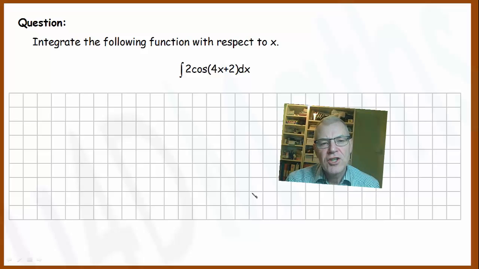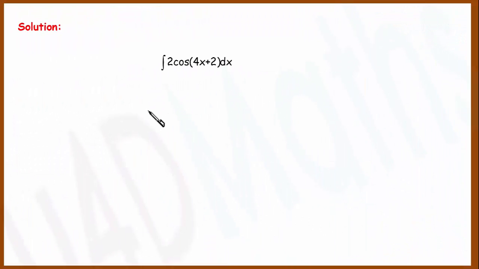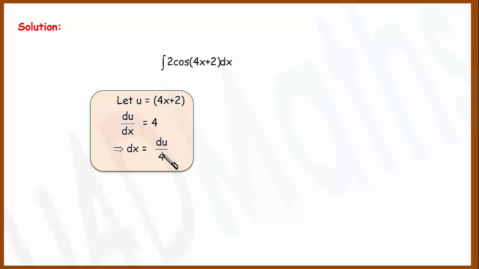So now let's have a look at integrating a trigonometric function using substitution. Here we can let u equal 4x plus 2. If we differentiate u with respect to x, we get du dx is equal to 4. If we cross multiply, we can write dx is equal to du divided by 4.